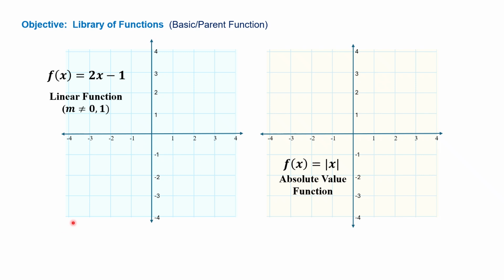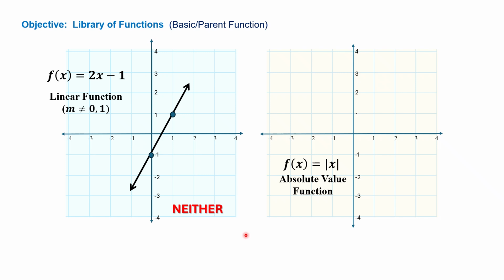Another linear function that we will consider is when the slope is not 0 and not 1. This given linear function is neither even nor odd. Though we can use any x values, let us place x equal to 0 and 1 and plot the 2 points. Then connecting these 2 points using a straight line, this is the graph of f of x equal to 2x minus 1.